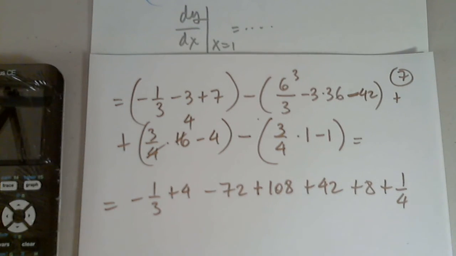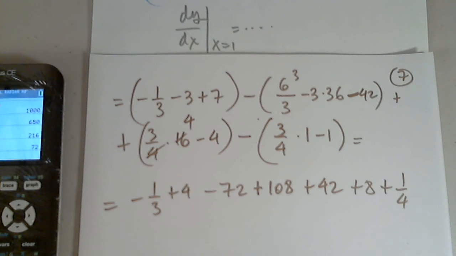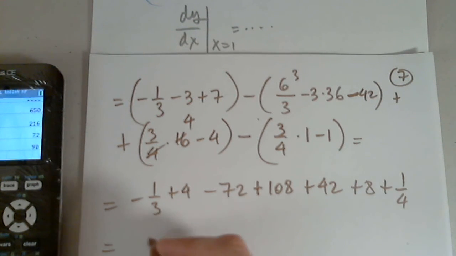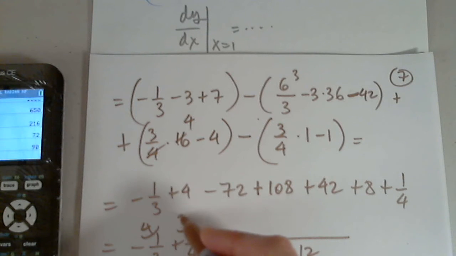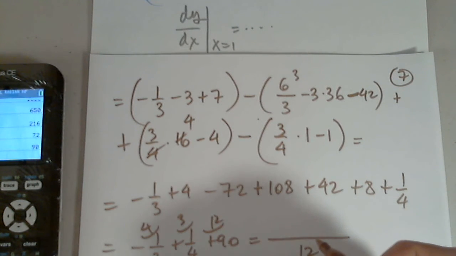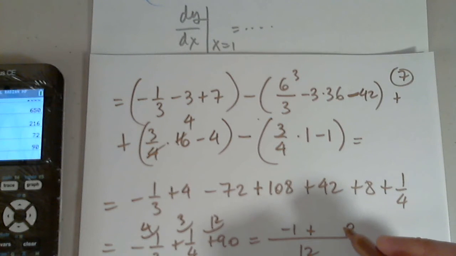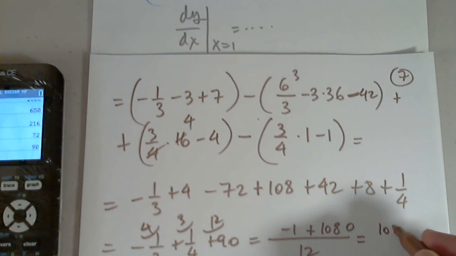Okay, I'm just gonna punch in my numbers. 108 plus, what is that, 50 plus 4 and minus 72. Let's see what we get. 90. So this is negative 1/3 plus 1/4 and plus 90. And this is 12, a 4, a 3, and a 12. So negative 4 plus 3 will be negative 1, and this will be 1080, so it's 1079 over 12.